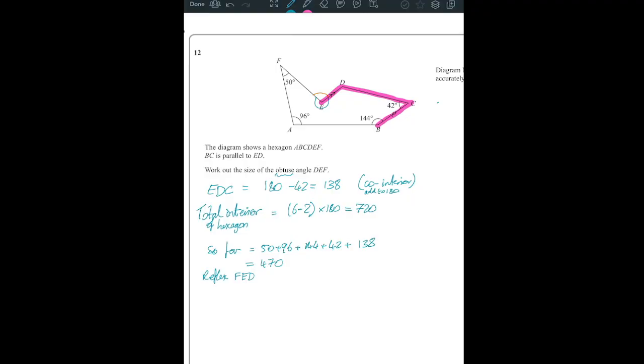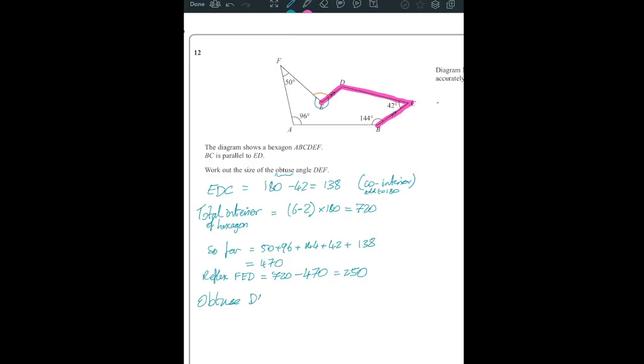So the reflex FED or DEF is 720 minus the 470. 720 minus 470 gives a reflex as 250. Now that is a reasonable sized reflex angle, but of course that's not what the question asked for.